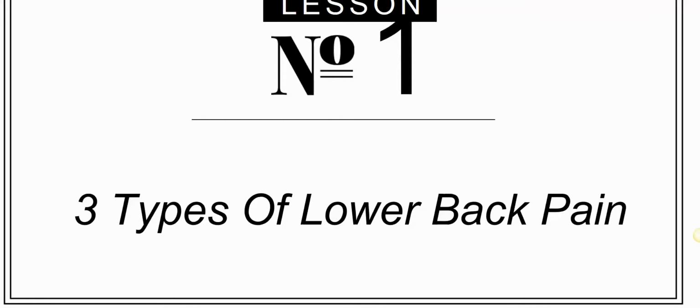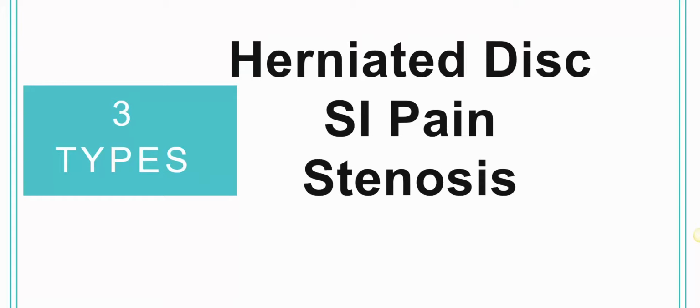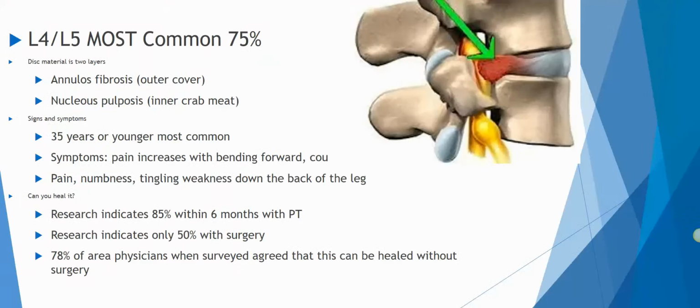We know that sciatica is not enough. That just means that there's sciatic pain. It does not tell you what type of lower back pain that you have. So 90% of all low back pain out there comes into these three types, which is herniated disc, SI pain, which stands for sacroiliac pain, or stenosis. Let's talk about herniated discs first.